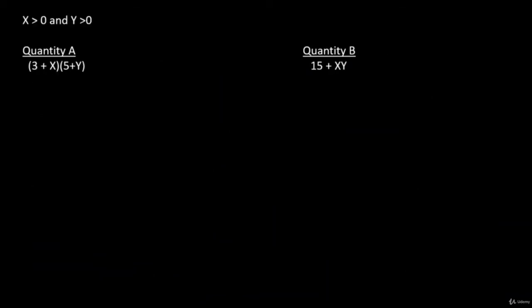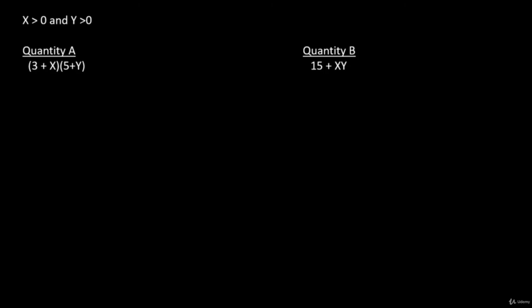Let's do this question. X is greater than 0 and y is greater than 0. Now quantity A is 3 plus x into 5 plus y, and quantity B is 15 plus xy. Alright, pause the video, give it a try, and then let's do it together. Alright, we are back. I hope you have given it a try.